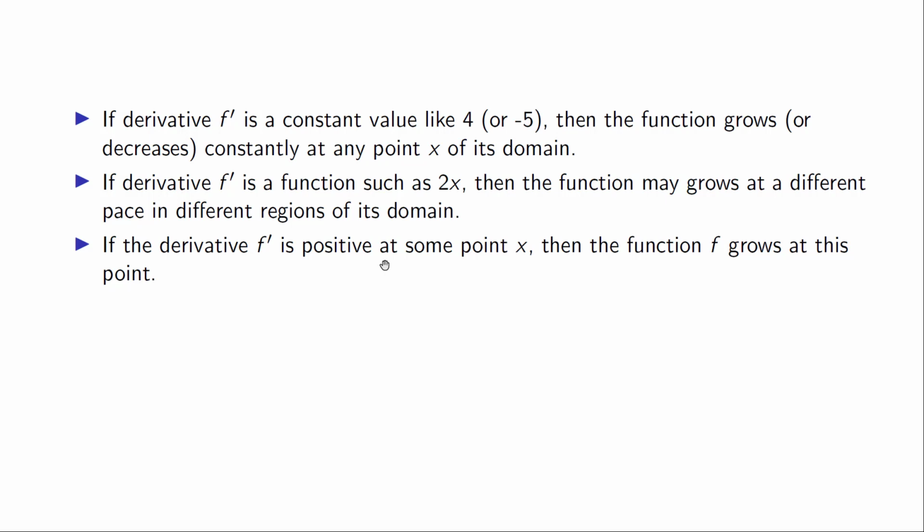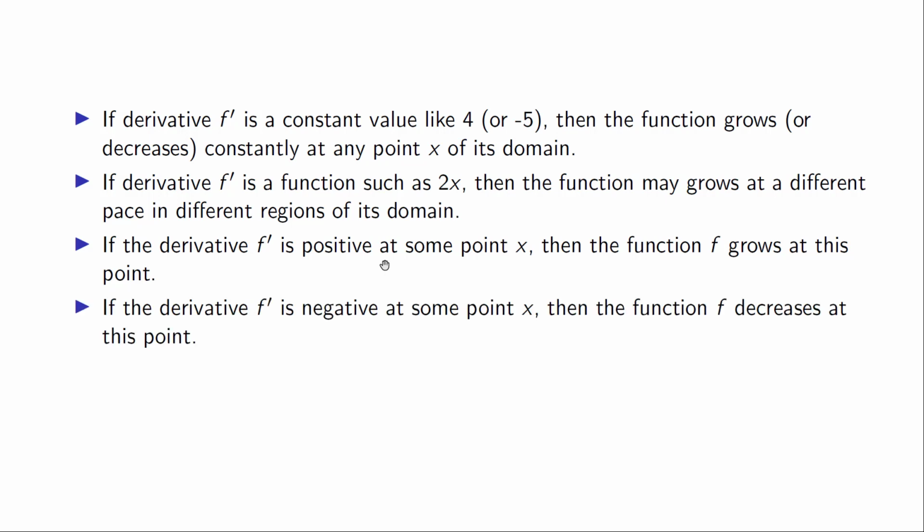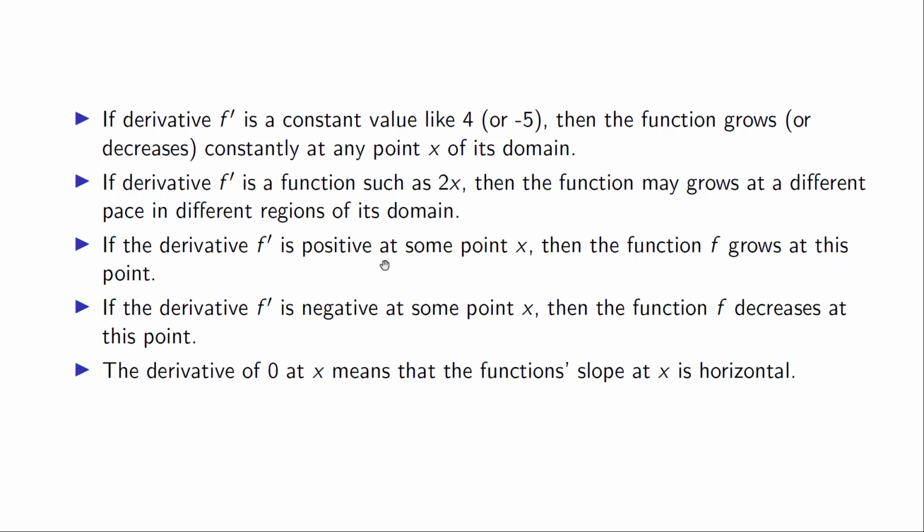If the derivative f prime is positive, that means the function grows at this point. If the derivative f prime is negative, that means the function reduces at that point. And if the derivative is 0, that means the function is horizontal. Because if the derivative is 0, that means the slope of the function is 0, and the slope of a horizontal line is always 0.